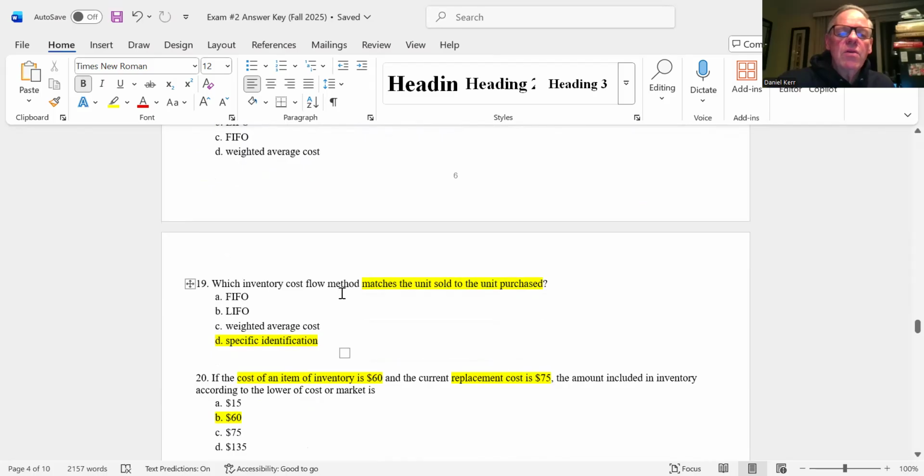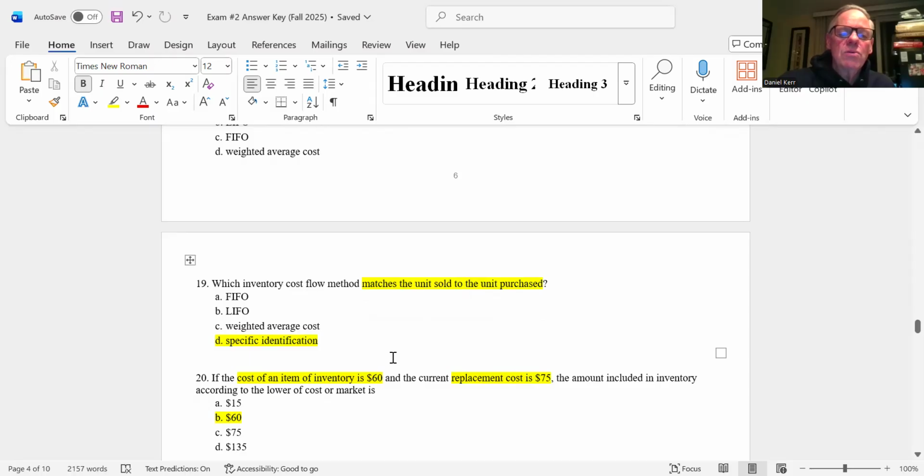19, which of the following cost flow methods matches the unit cost to the unit purchase? So here, we don't make a cost flow assumption. We actually match to the sale the actual cost of the individual item. Remember in class I talked about when we sell a car, for instance, when you're negotiating with the car salesman, he or she's got the ticket that tells them what the price of the car is. So when you match the unit cost of the item that was actually purchased to the item sold, that's called D, specific identification.